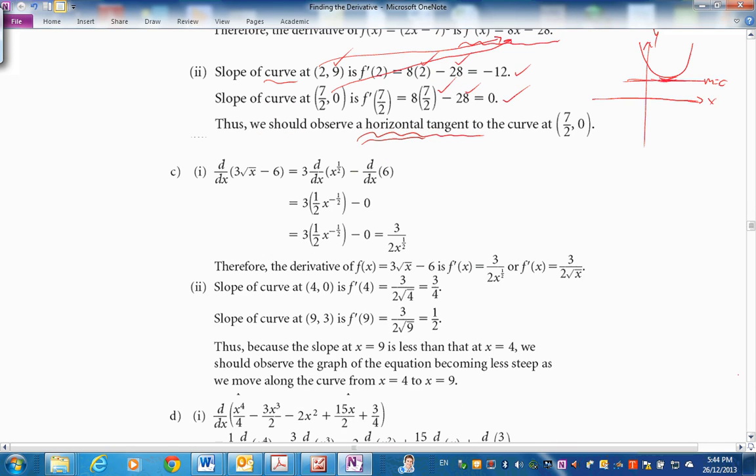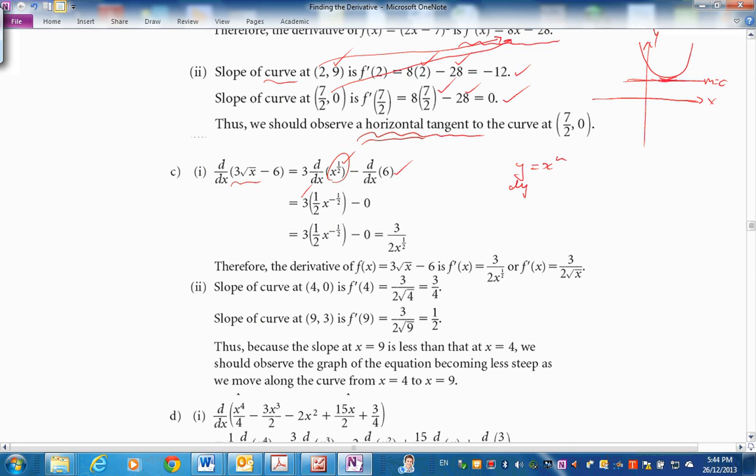Okay, what about this function? We've got to split it into 2 pieces. Do you remember your rational powers? Root of x is x to the half. And then the derivative of 6. So it's 3 times the derivative of x to the half. Use the x to the n rule. Let's put it over here and check it.